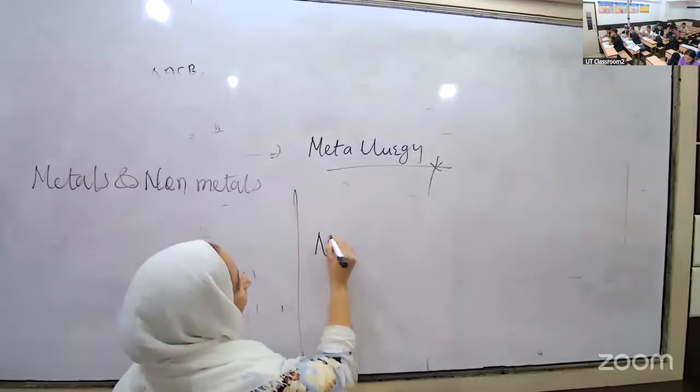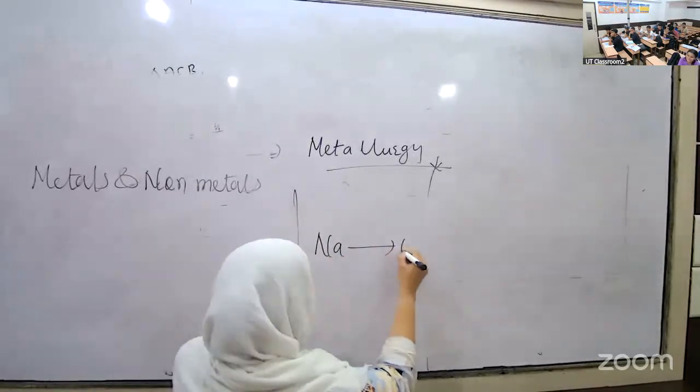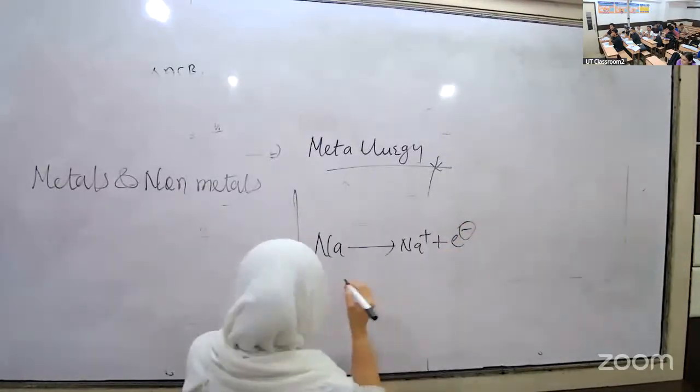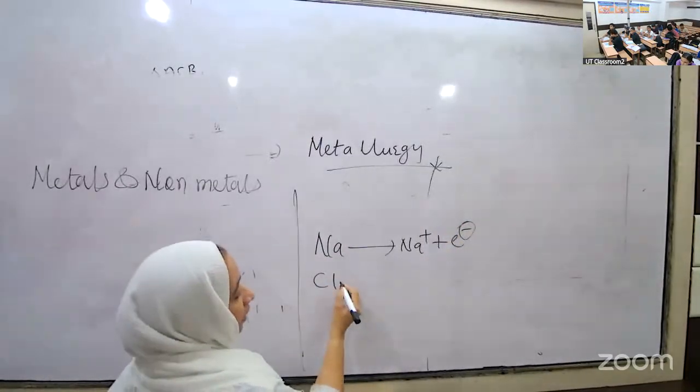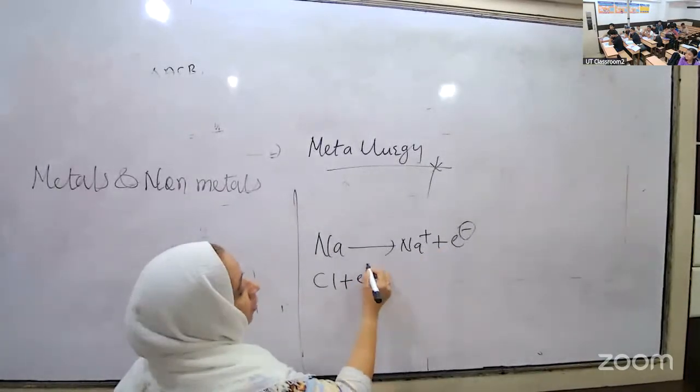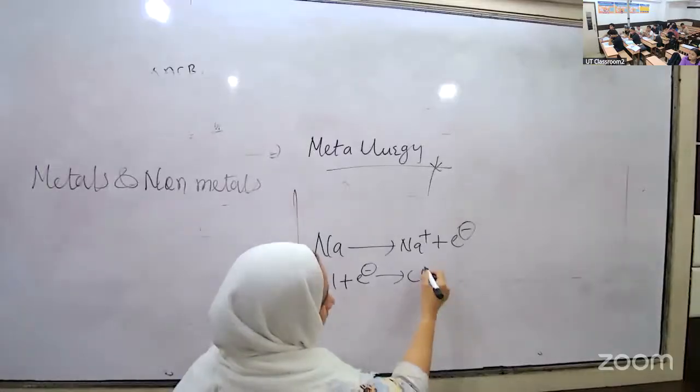Okay, Na giving an electron becomes Na positive plus 1 electron. Similarly, Cl takes that electron, ये वाला electron, to form Cl negative.